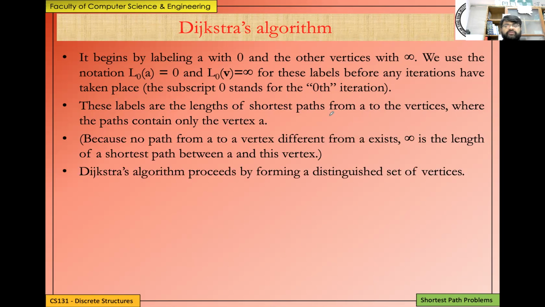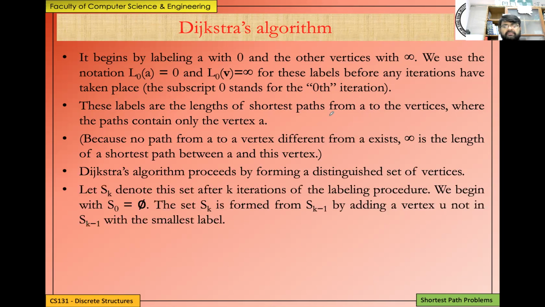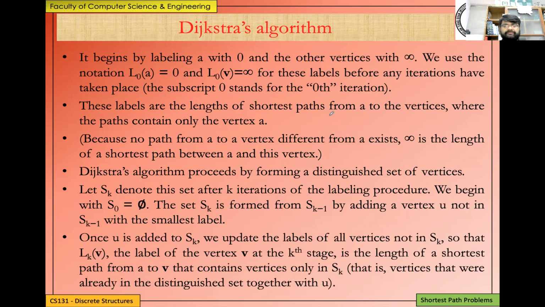So Dijkstra's algorithm proceeds by forming a distinguished set of vertices. It will take one vertex at a time. Let Sk denote this set after k iterations of the labeling procedure. We begin with S0 equal to an empty set. The set Sk is formed from Sk minus 1 by adding a vertex u not in Sk minus 1 with the smallest label. So you add a new vertex with the smallest label into the existing set.